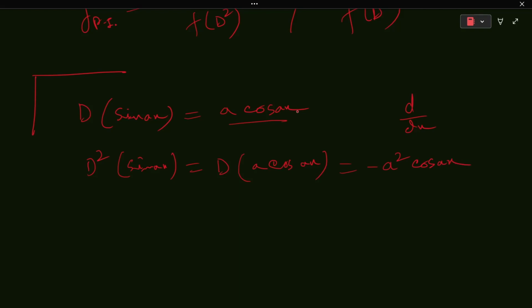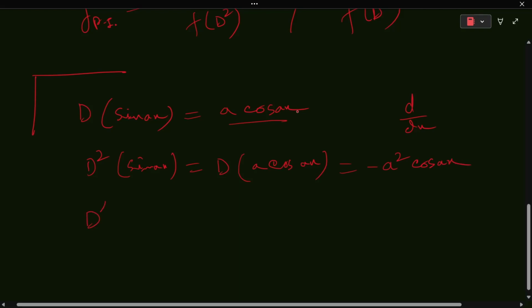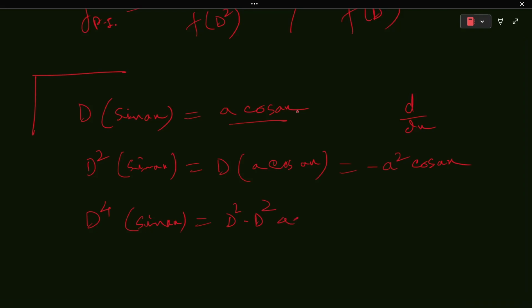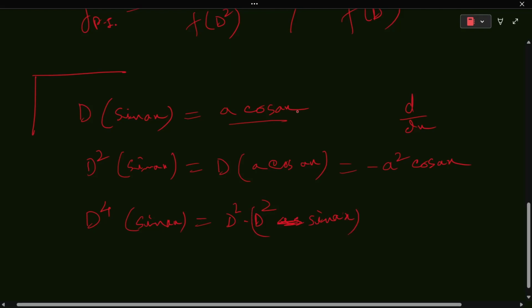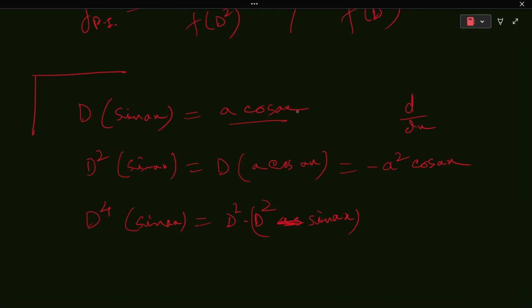Okay. Now again, d to the power 4 sine x, so that means d square into d square of sine x. So d square of sine x is what? Here we will have minus a square sine x. So if we differentiate this minus a square sine x part twice, same as the previous.